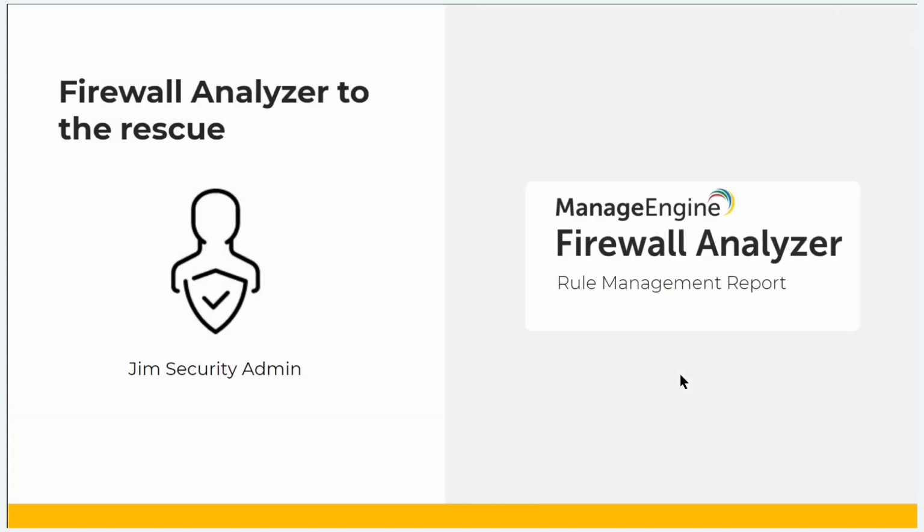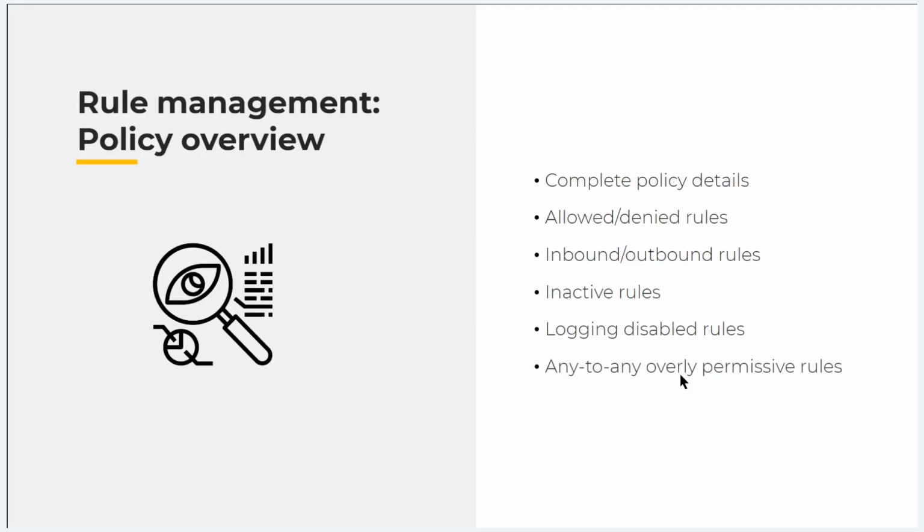So let us look at how Firewall Analyzer and its rule management module can help Jim to optimize the firewall rules and overcome all of these hurdles. All right. So first, we're going to look at the rule management's #1 report, which would be the policy overview report. This report gives you visibility into all the rules that have been currently written and running on any of the firewalls that are configured to Firewall Analyzer.